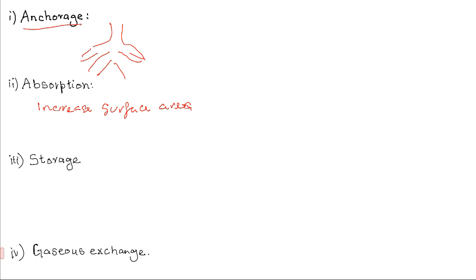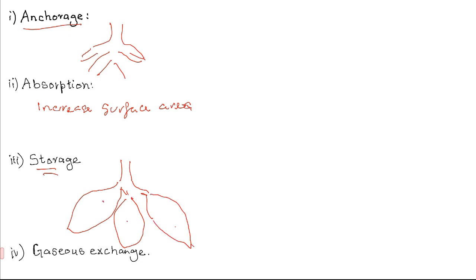Now, there are other functions performed by certain specialized roots in certain plants, and these include storage. For example, in plants like cassava, the roots become swollen with food reserves. So these roots not only play the primary roles of anchorage and absorption, but also of storage of food substances.